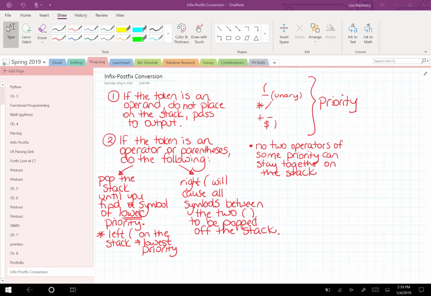We're either going to pop the stack until I find a symbol of lower priority, or if we have a right parenthesis, we're going to cause all the symbols between those two parentheses to be popped off the stack. Keep in mind, on the stack, the left parenthesis is no longer highest priority, it actually becomes lowest priority.